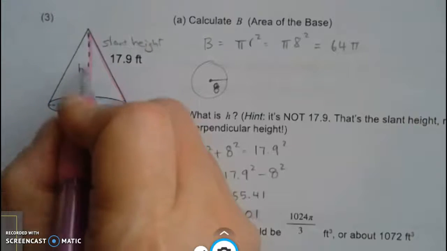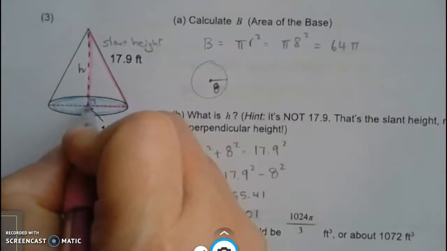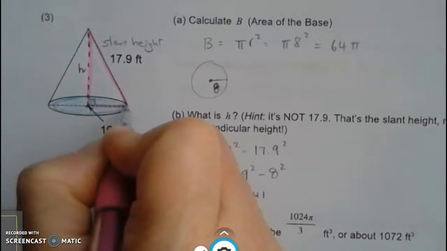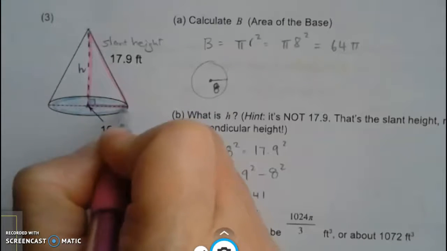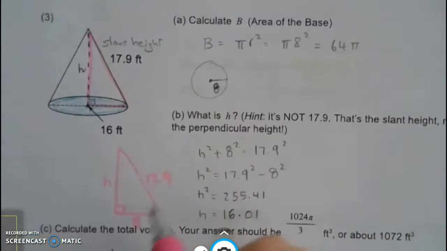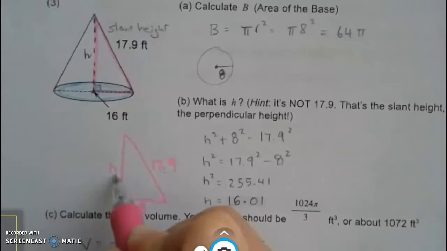So if I just drop the string with a weight here, it would go down here, and that would be the perpendicular height of the cone. And we know this length, that is just the radius, from the center to the rim of the circle. We know the slant height. So this is a right angle triangle. If we know the hypotenuse and one of the legs, we can figure out the other leg.